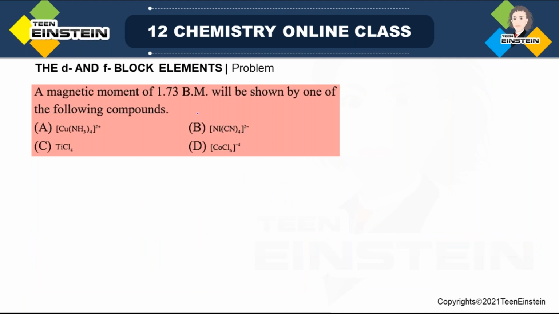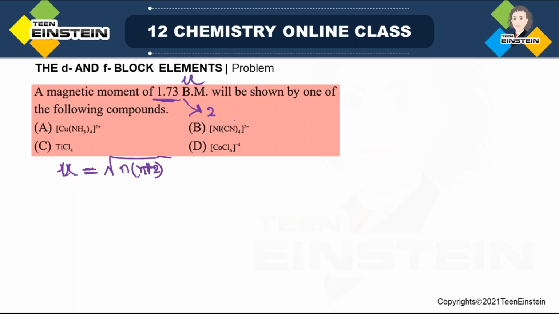Related to magnetic properties, here we have a problem. Magnetic moment given in Bohr magneton unit is 1.73. This value will be shown by one of these following compounds, and you have to find which compound is actually correct. Here mu value is given, which is 1.73. So when mu is given, mu is equal to root over n into n plus 2, right? Now 1.73, the closest value that is possible, in whole number, it is 2.